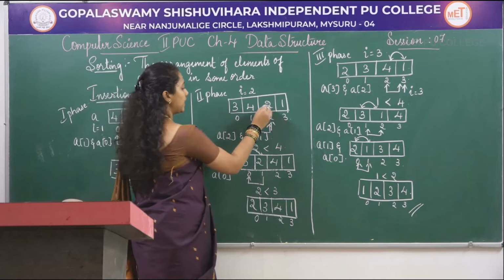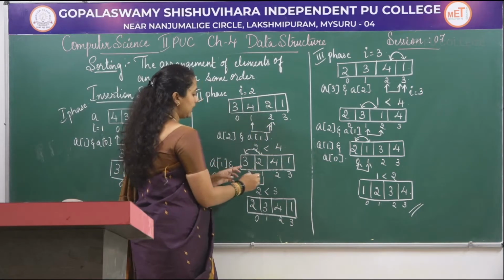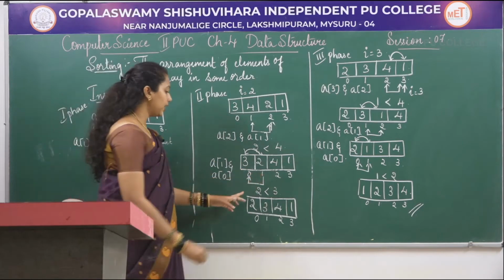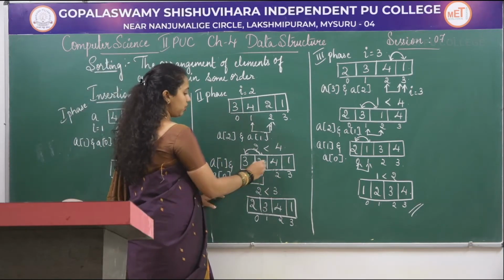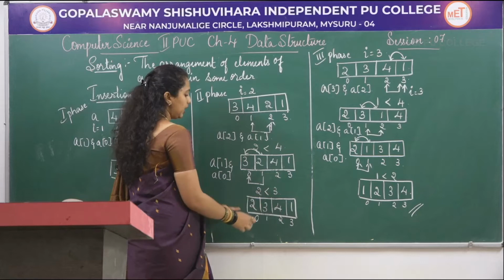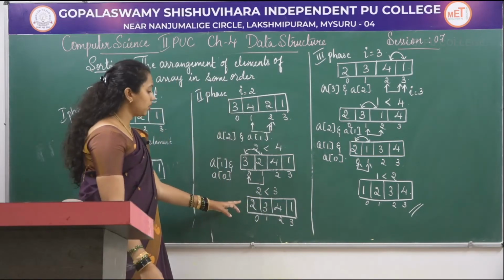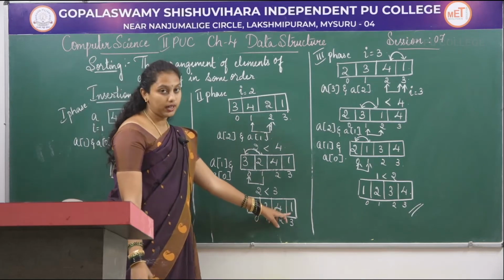As 2 is lesser than 4, we swap the array elements, that is 3, 2, 4, 1. Again we have compared A of 1 and A of 2. As 2 is less than 3, the array elements got swapped. So the output is 2, 3, 4, 1.